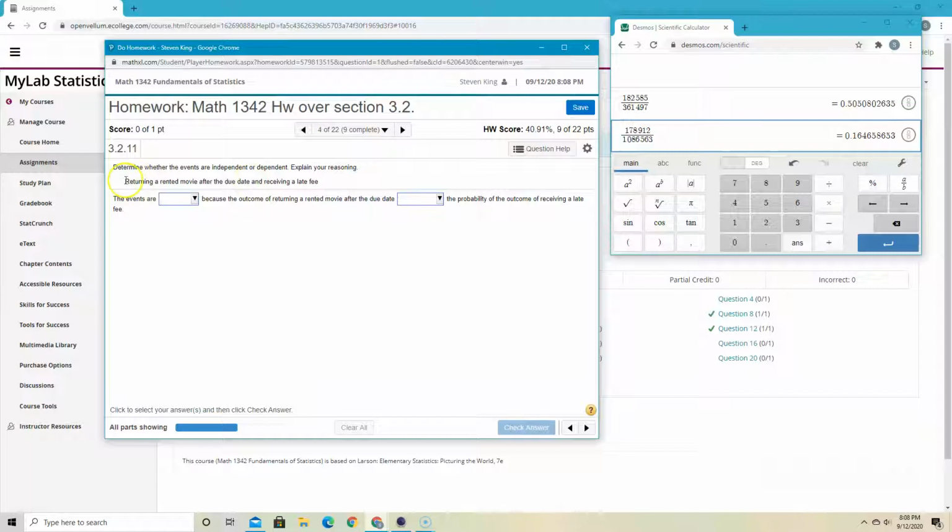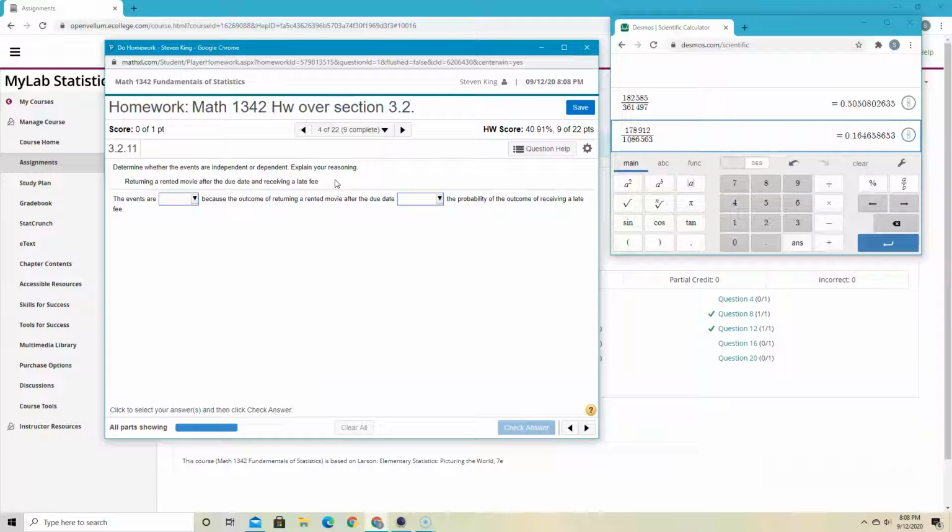Okay. So returning a rented movie after the due date, now you have to pay a fine, or at least there's a chance you're going to pay a fine or a fee. So here's the second event: receiving a late fee. I guess you receive it, and then it's up to that person to pay it or not. So one event is returning a rented movie after the due date, and the second event is receiving a late fee.